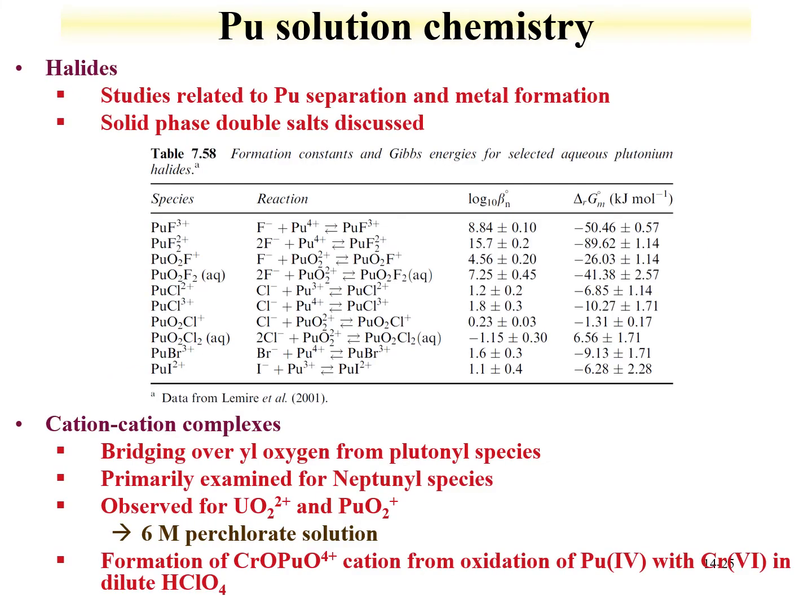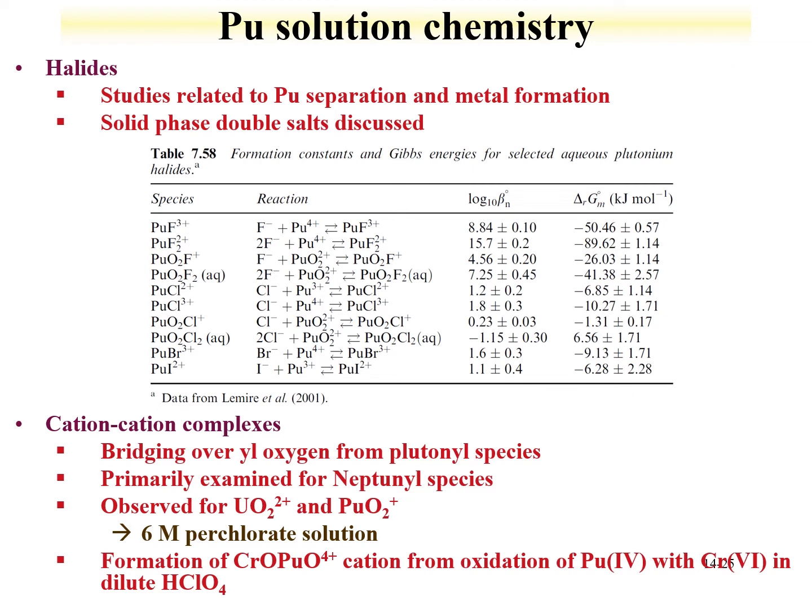Plutonium halides have also been extensively studied. This is related to plutonium separations and metal formations. Data is presented here, so number of species, the given reactions, the complexation constants, and the Gibbs free energy. So all this information for the fluorides, the oxyfluorides, chlorides, bromides, iodides listed here can be used to understand and predict and model the behavior of plutonium halide species in solution.